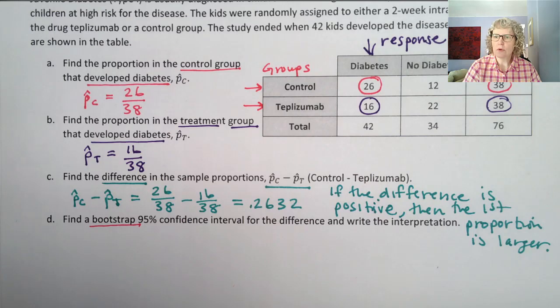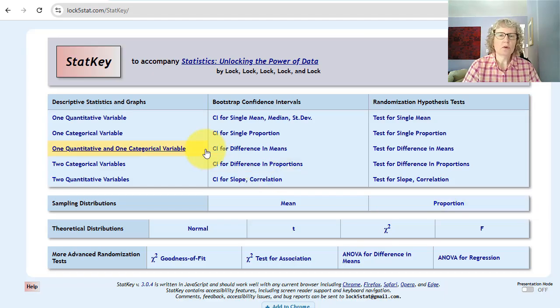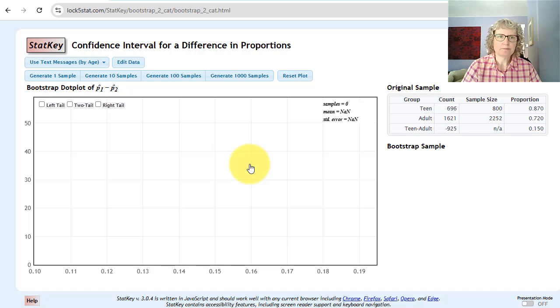That's going to be the tool we use for proportions. Bootstrap confidence intervals are in the center column, and we're going to CI for difference in proportions. Okay, we've used the first two. We're skipping over difference in means for now. We'll come back to that. And confidence interval for difference in proportions.